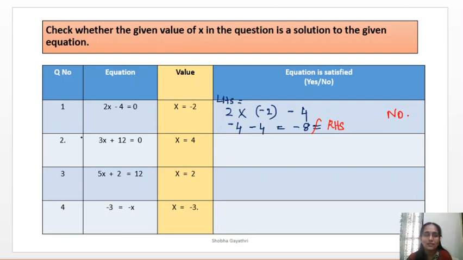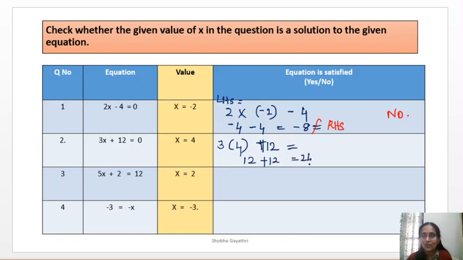Just read out the next equation: 3x plus 12 equals 0, x equals 4. You have to substitute the value of x now. The value of x is 4. Nothing is written before the bracket, which means it is multiplication. We take only the left hand side first. 3 into 4 is 12, plus 12, 12 plus 12 is 24.